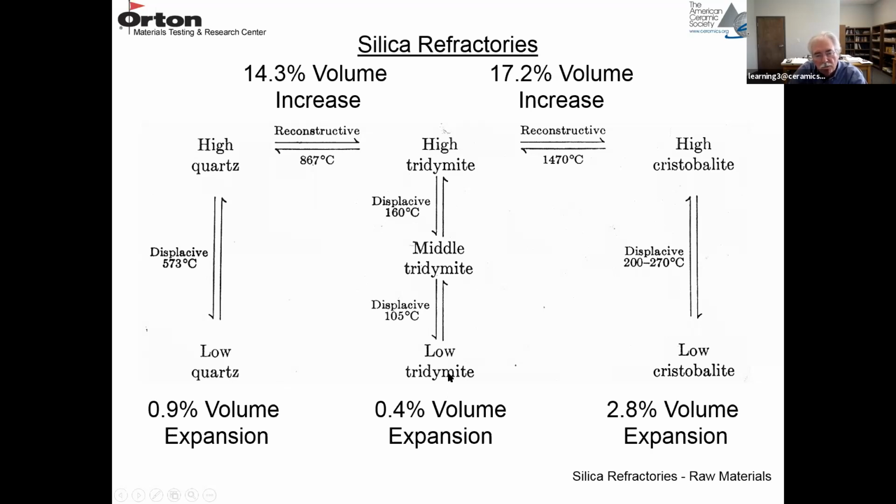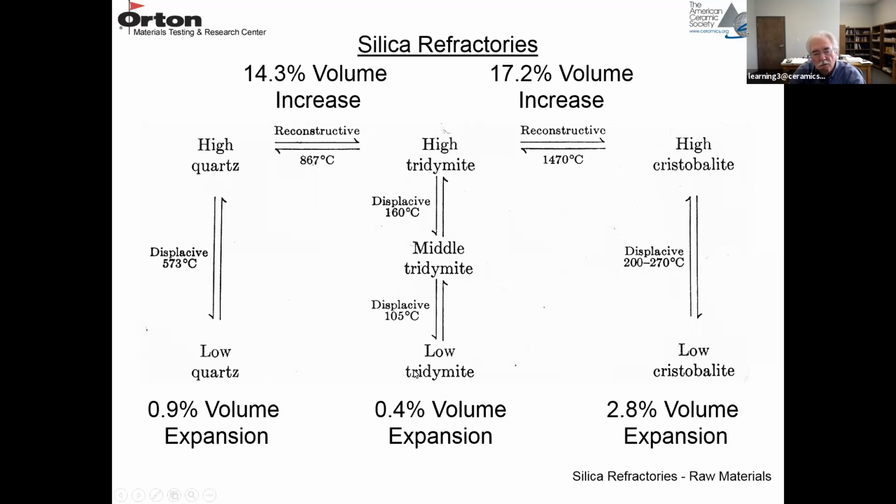Tridymite goes from low tridymite to middle tridymite to high tridymite. So there are two displacive transformations, one at 105 degrees C and one at 160 degrees C. So going from low to high tridymite is 0.4% volume.